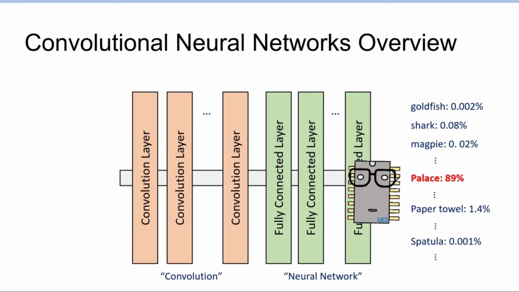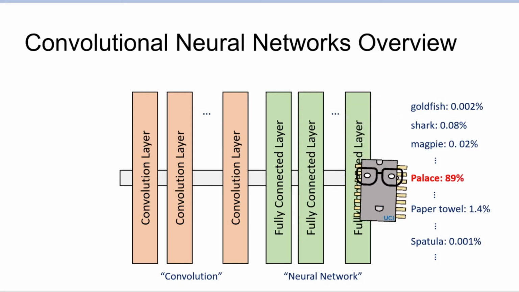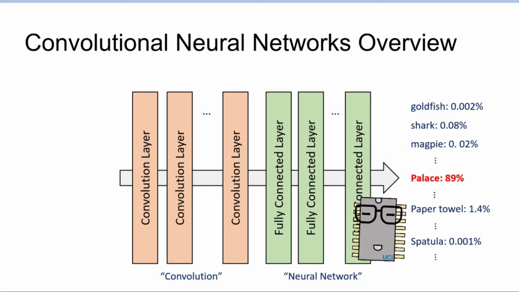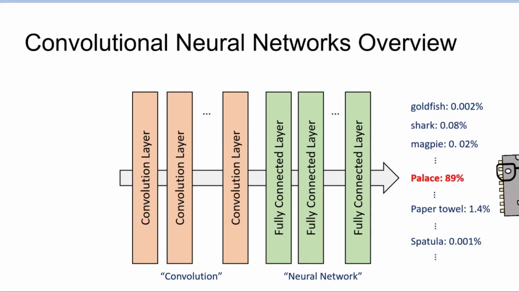And we can know what object this neural network thinks the photo is based on the so-called softmax filter, looking at all the floating point values and picking the largest one. So for example, in this example output, the neural network thinks this photo has a 0.002% chance of being a goldfish, but an 89% chance of being a palace.